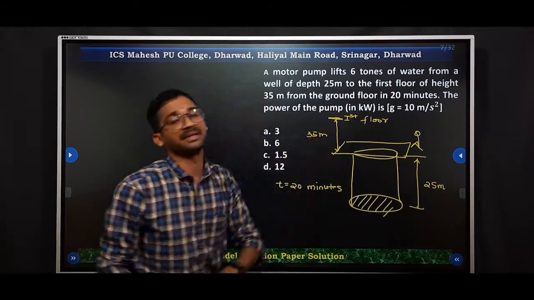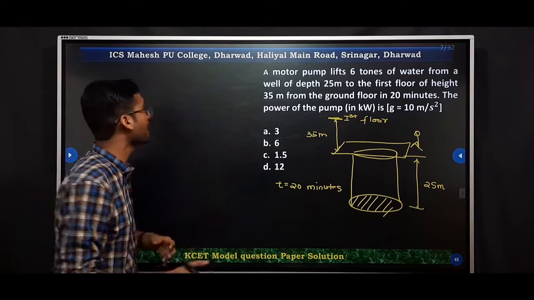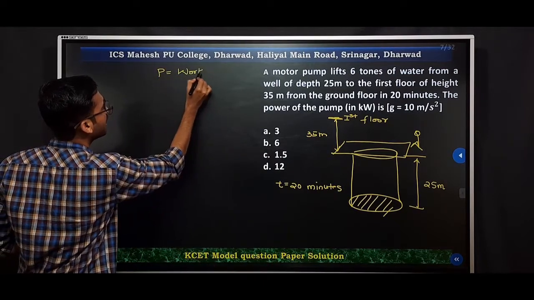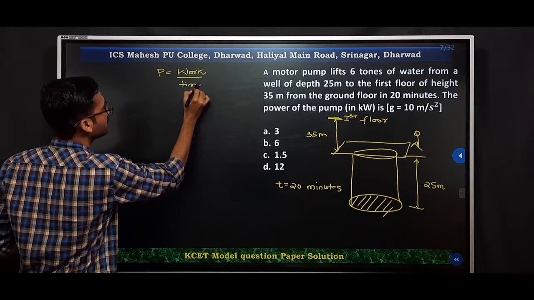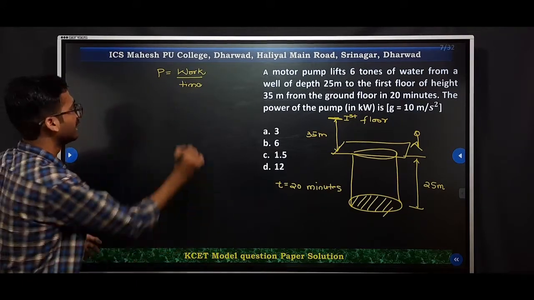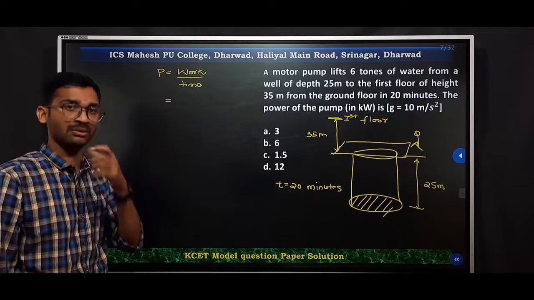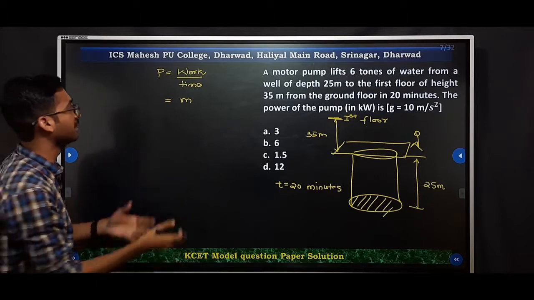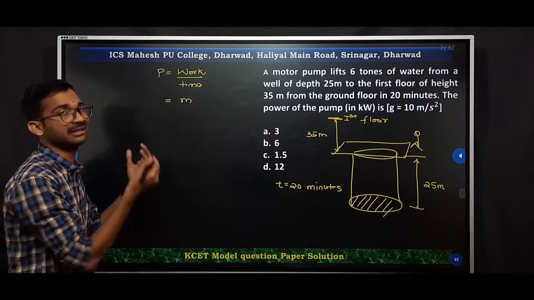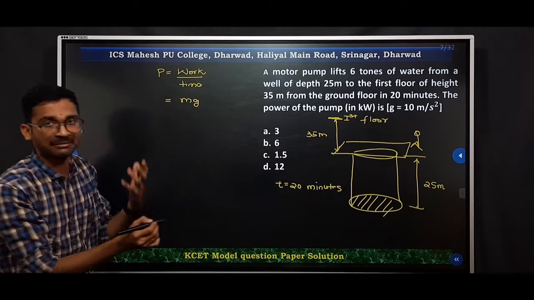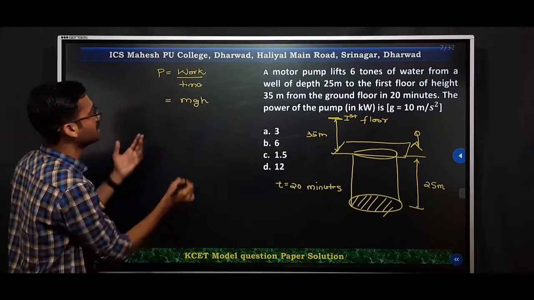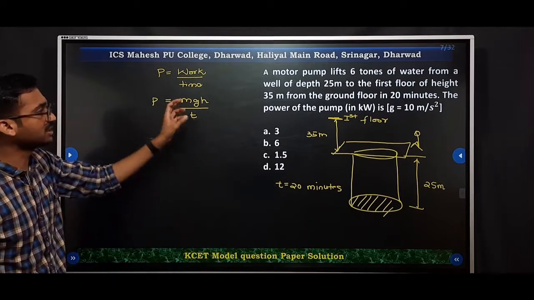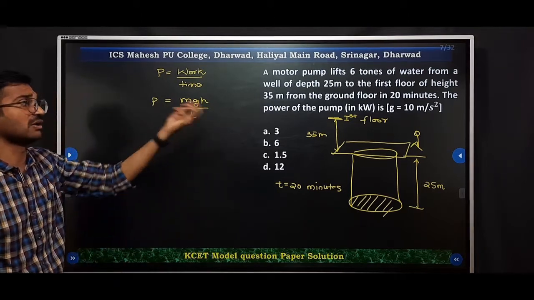The power of the pump he is asking in terms of kilowatt. For the power we are having a direct equation. Power is equal to work divided by time. What is work? Work is given by the product of force into displacement. What is the force here? I can take it here as m into g, and displacement can be taken as h here. Therefore mgh divided by time t. Therefore P is equal to mgh divided by t. H we have to calculate, g already given.